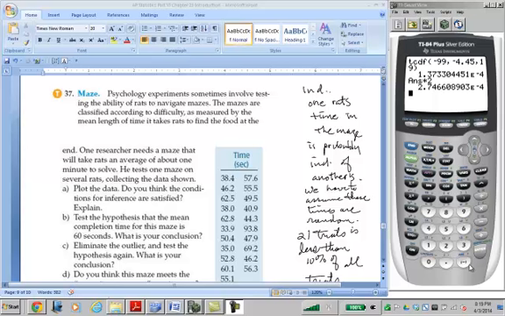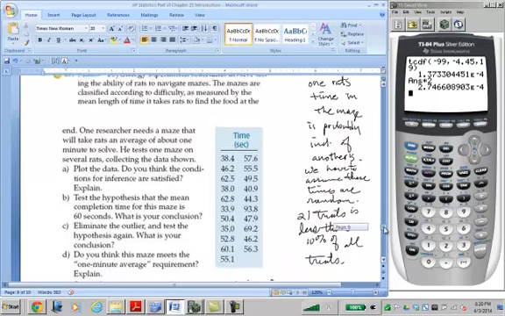Independence. Now, in this case, independence looks like it probably is fairly reasonable, and that is the time that it takes one rat to complete the maze is probably independent of another rat's time to complete the maze. But we'll have to assume that these times are collected randomly. 21 trials is less than 10% of all trials.